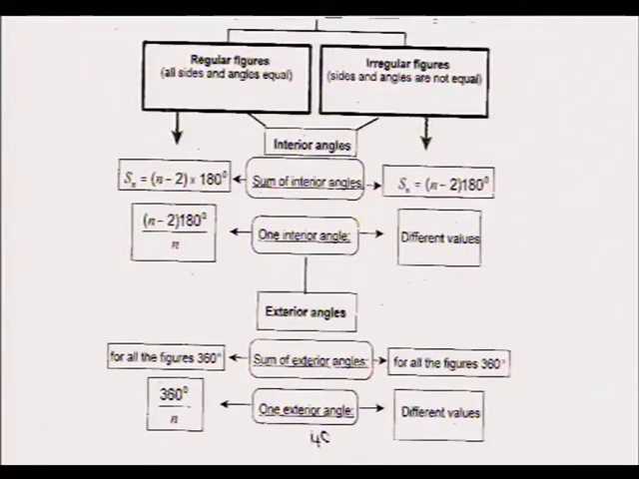There we see the interior angles. The sum is (n minus 2) times 180. And the exterior angles, for all the figures, are 360 divided by n.